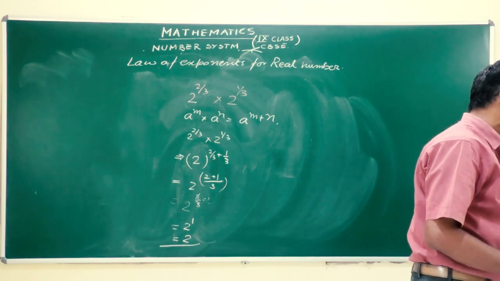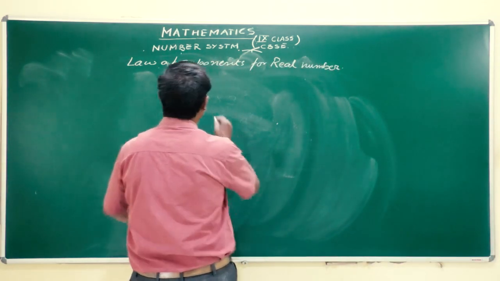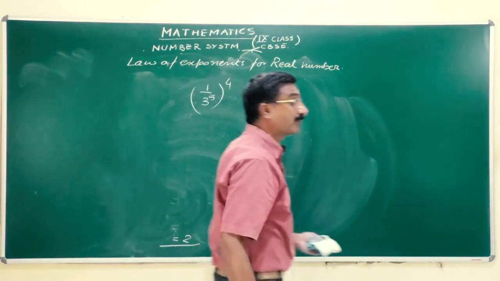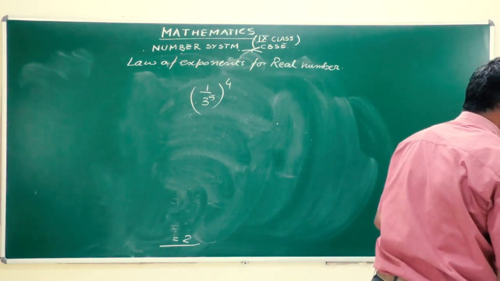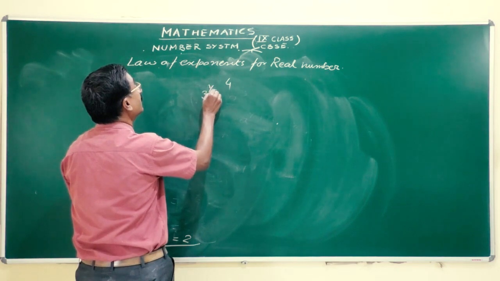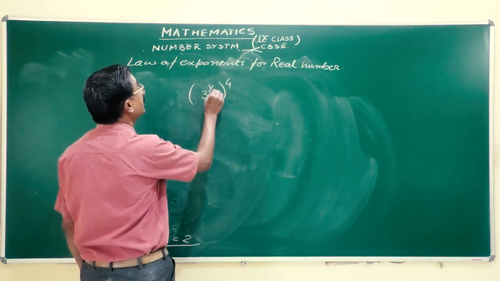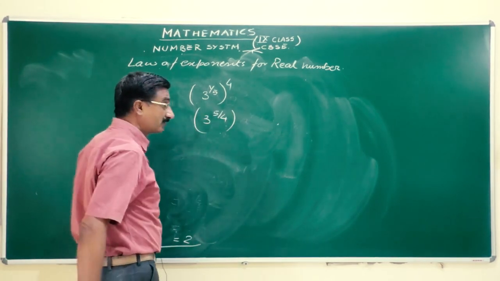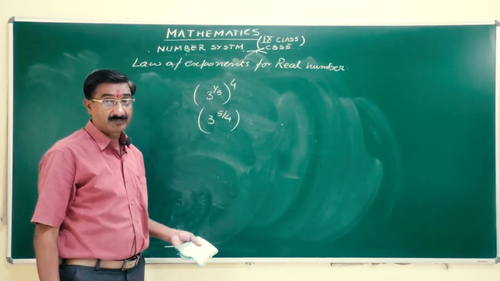Now 1 upon 3 raised to the power 5, whole raised to the power 1 upon 4. So 3 raised to the power 1 upon 5, using the identity, this is equal to 3 raised to the power 5 upon 4. In the next lecture we will solve the problems.